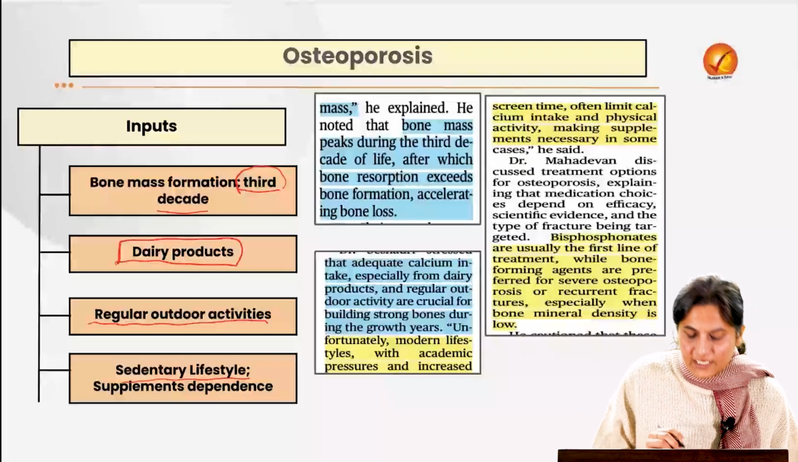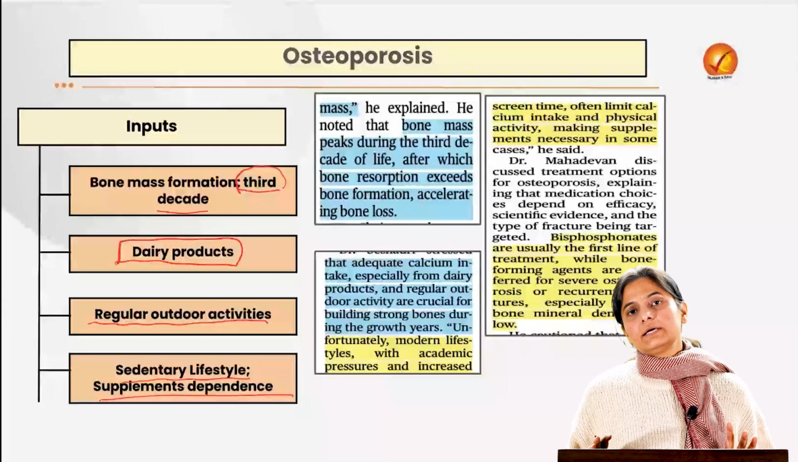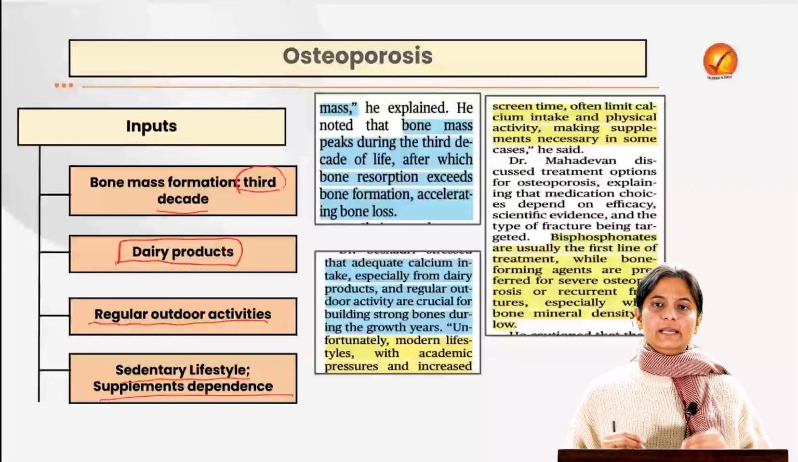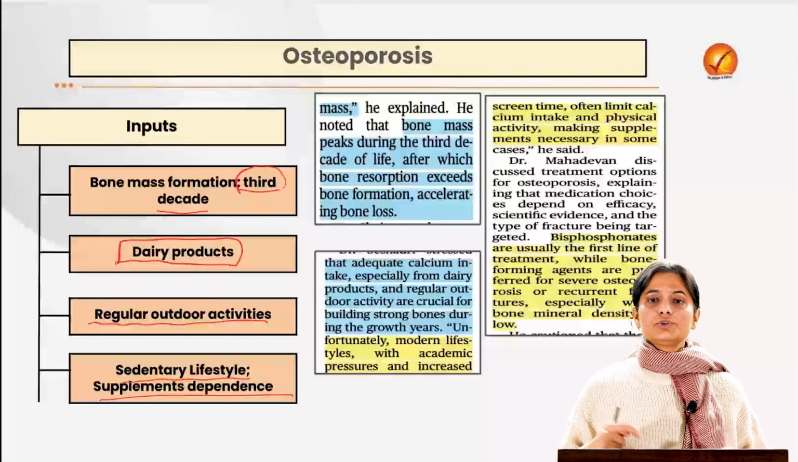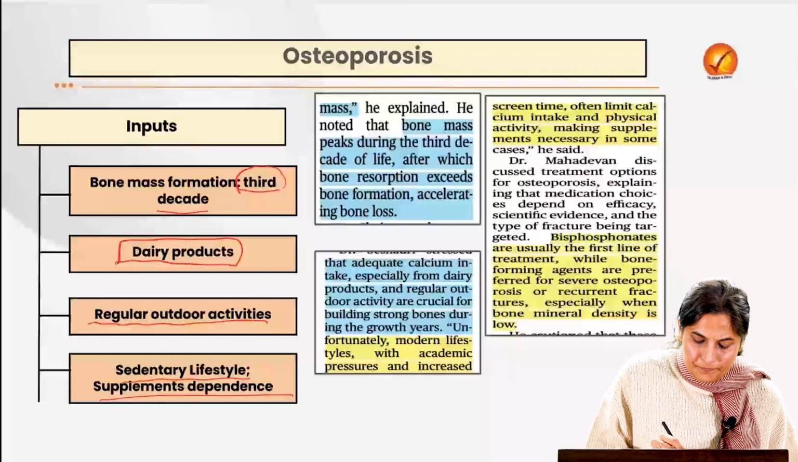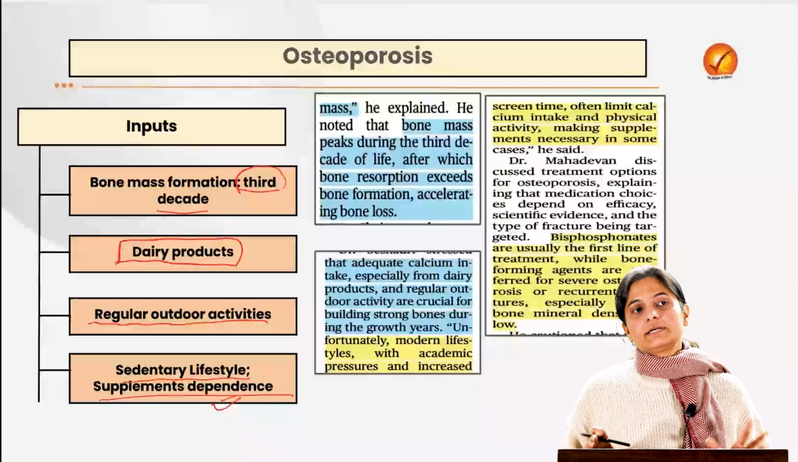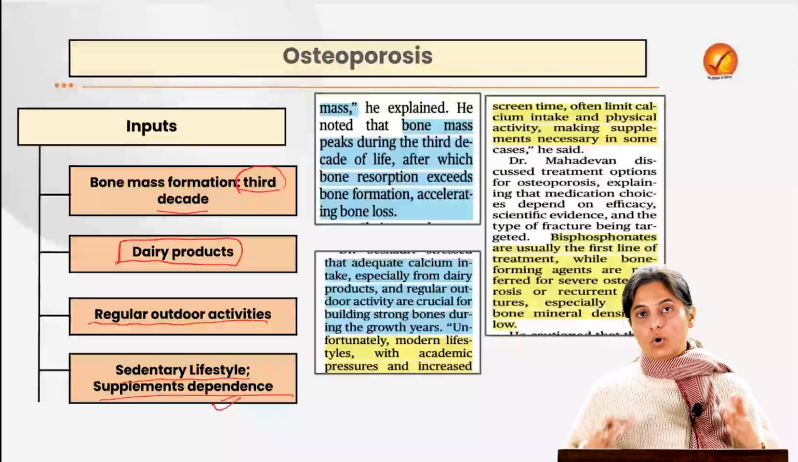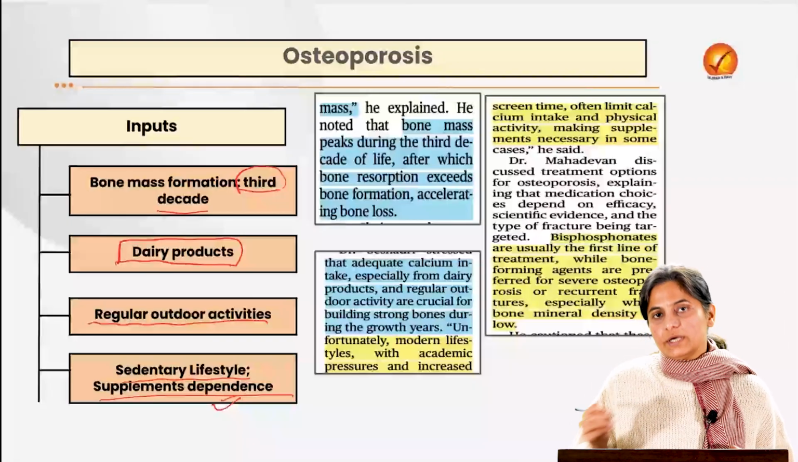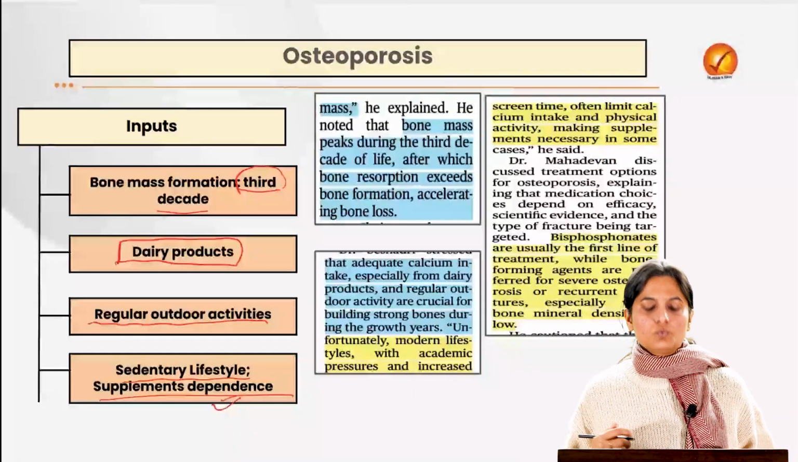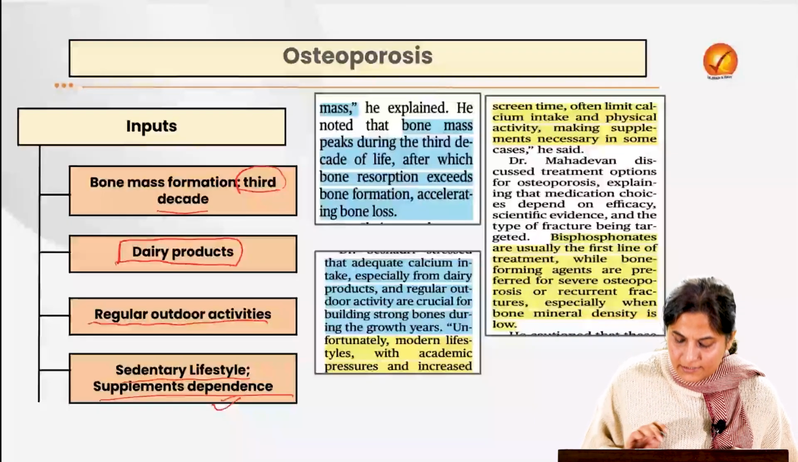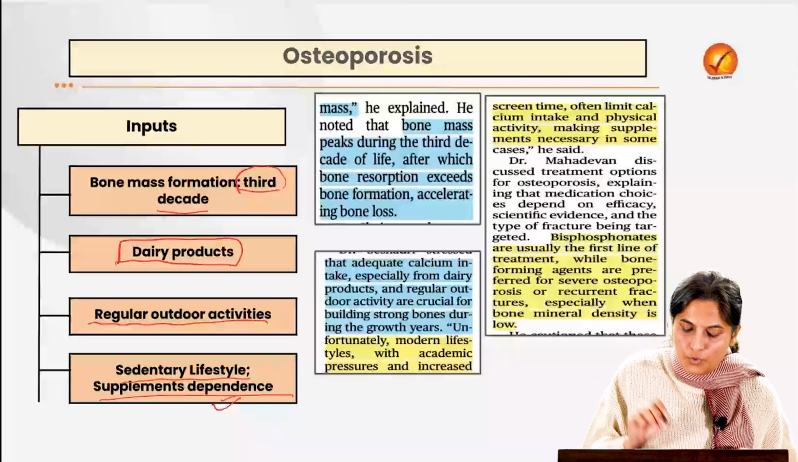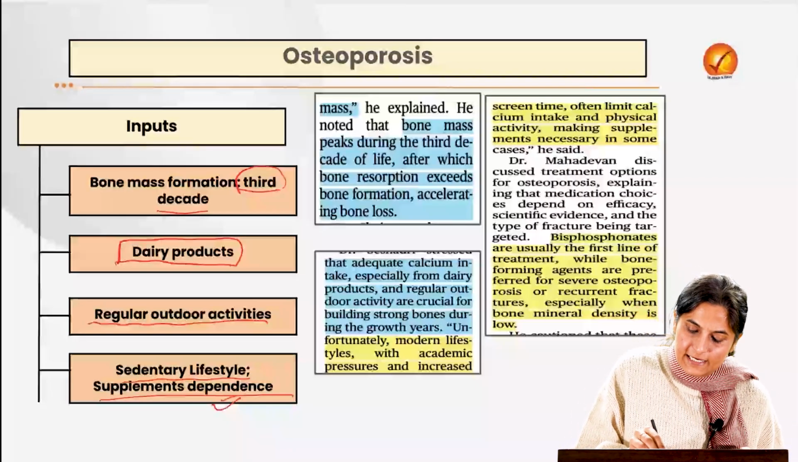You have to ensure that your lifestyle doesn't remain sedentary. It is harmful not only for your mental balance, for ensuring that stress, anxiety and all of these concerns remain at bay, but also for your physical health. Then you have to ensure that supplement dependence remains at bay. So you have to take dairy products or other sources of calcium, so that this issue doesn't get worsened. Like I said, this article specially tells that bone mass peaks during the third decade of life, after which bone resorption exceeds bone formation, accelerating bone loss.